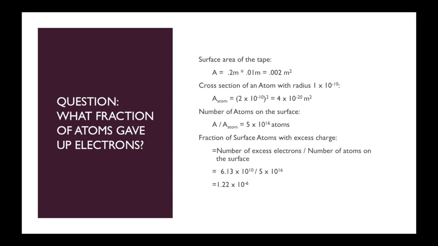Next, the fraction of atoms that give up electrons is calculated. First, the area of the tape and an area of an atom are calculated. Then, the number of atoms on the surface is equal to the area of the tape divided by the area of an atom. It is equal to 5 times 10 to the 16th atoms. Next, the number of excess electrons, which was previously calculated, is divided by the number of atoms on the surface. So 6.13 times 10 to the 10th is divided by 5 times 10 to the 16th, which is equal to 1.22 times 10 to the negative 6th.